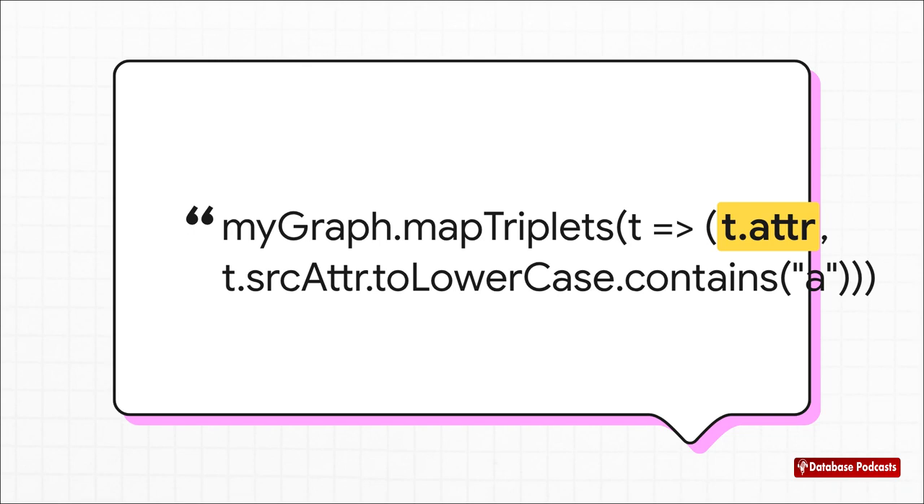Now, a triplet is just a simple way of saying the whole connection: the source node, the edge, and the destination node. This line of code here runs a little function on every single one of those connections in our graph. For each edge, it creates a new attribute that keeps the original info but adds a new true-false value based on whether the source node's name contains the letter A.